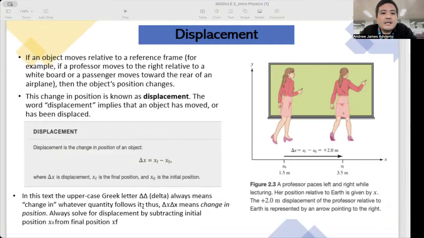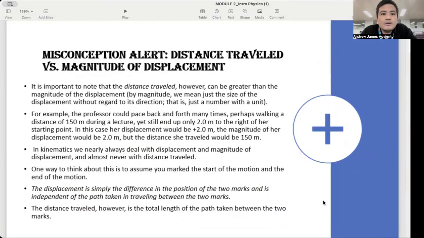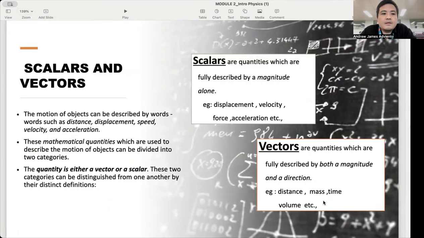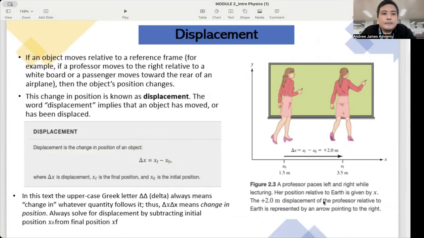For the distance and displacement example, in this cyclist example, we see the difference between distance and displacement. Distance is the total path traveled, while displacement only considers the starting point and the ending point, and of course, the direction.